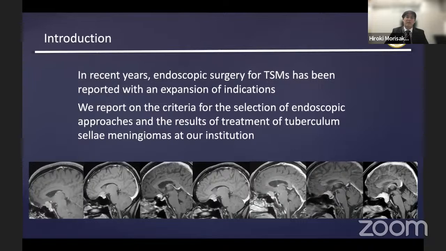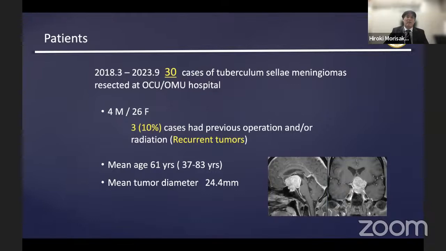From 2018, about 30 cases of tuberculum sellae meningiomas were detected at Osaka City University and Osaka Metropolitan University Hospital. Three cases had previous operation or radiation. It's a recurrent tumor. The mean tumor diameter was 24.4 millimeters.